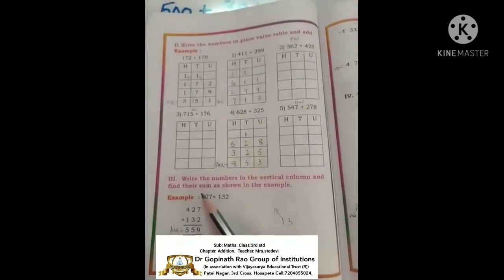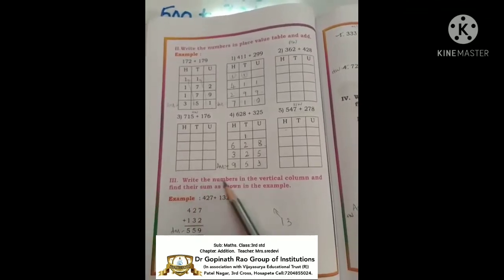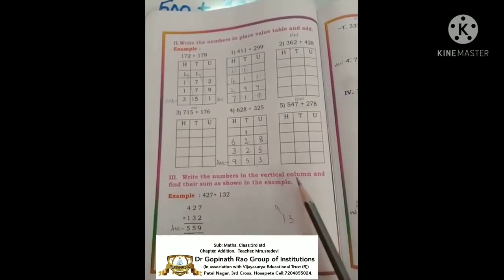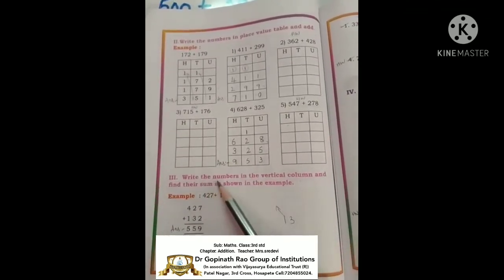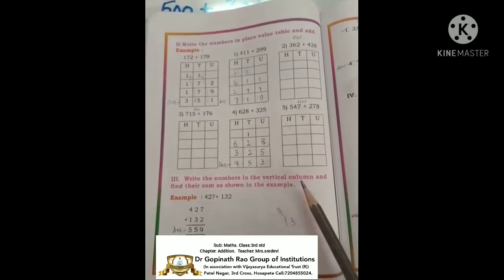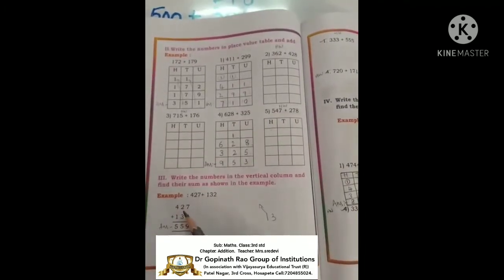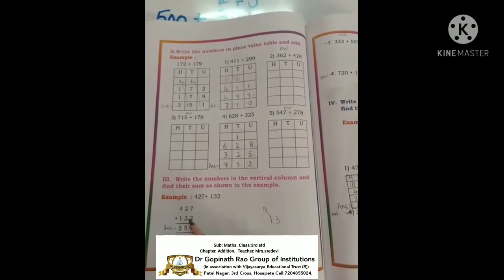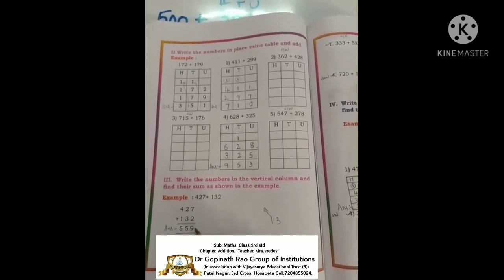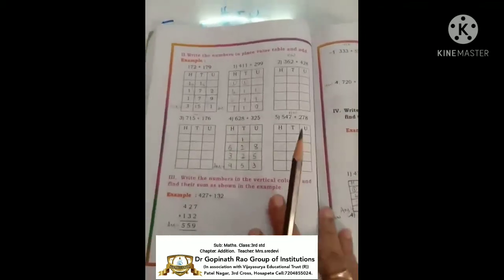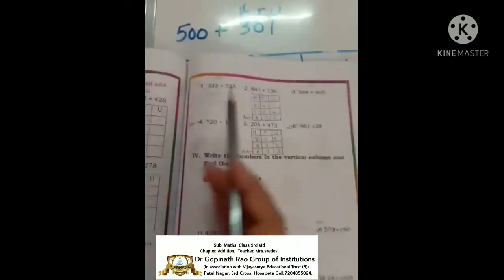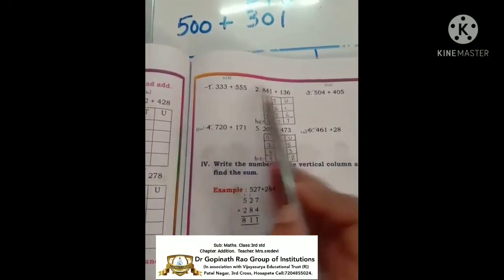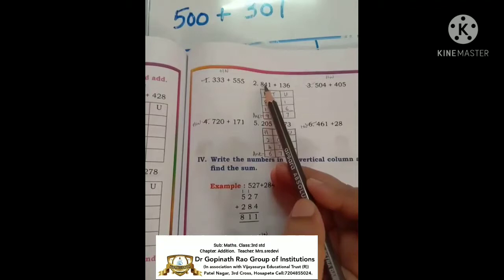Next, what is there? Roman number 3. Write the numbers in the vertical column and find their sum as shown in the example. See, we have to write the numbers in a vertical column and we have to add. So, what is given here? This is for homework. This one I have solved.